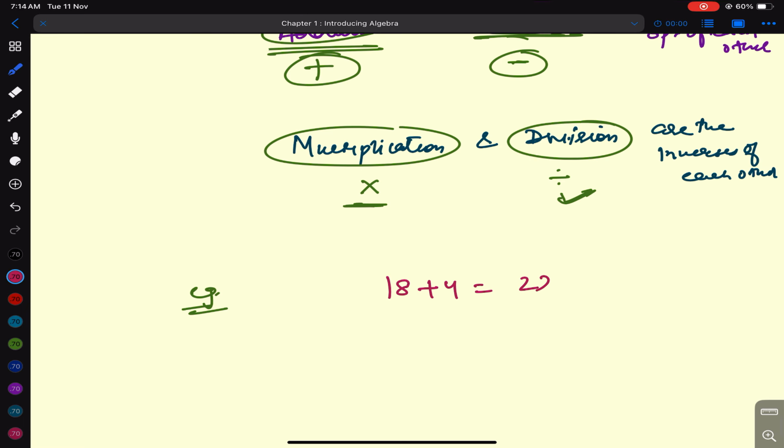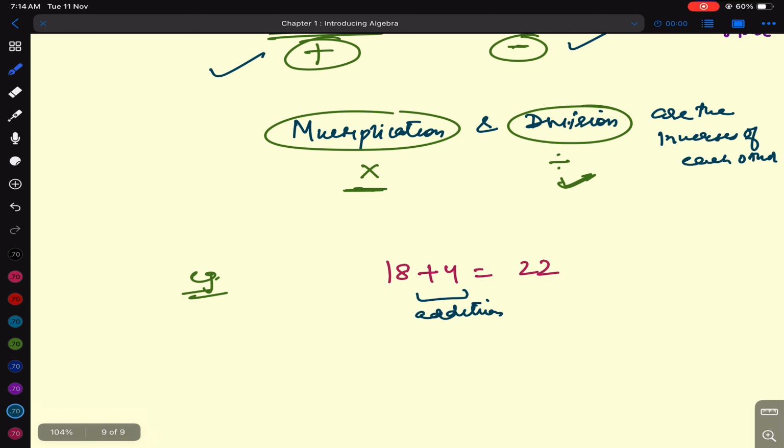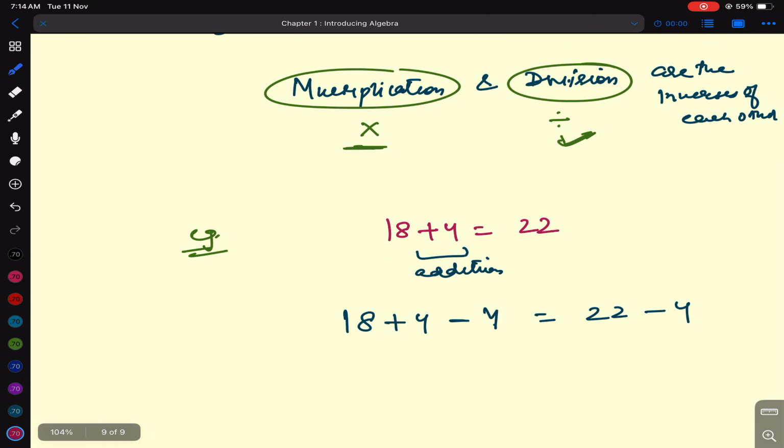The example here is 18 plus 4 is equal to 22. Now here, what is the operation involved? That is addition on the left, between 18 and 4. In order to reverse this addition operation, what am I going to use? I'm definitely going to use subtraction, because I know that subtraction is the inverse of addition. So let me use subtraction here: 18 plus 4 minus 4. So now we have used subtraction as the inverse of addition.